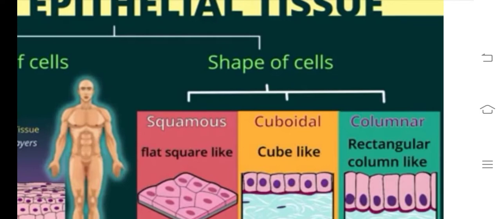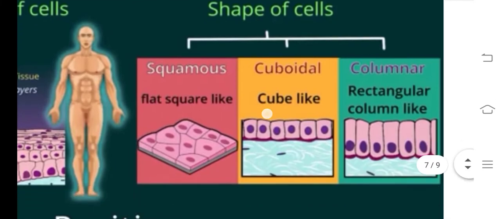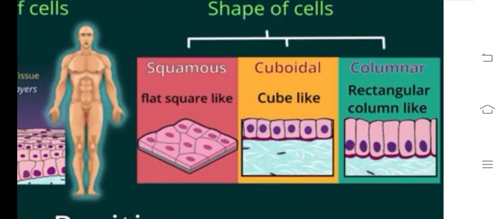So, squamous epithelial tissue. What is that one? Squamous. Spellings are very, very important. On what basis, ma? Based on the shape. Another one is cuboidal epithelial tissue. One more, columnar epithelial tissue. Another one is a little bit modified columnar epithelial tissue, that is called ciliated epithelial tissues.